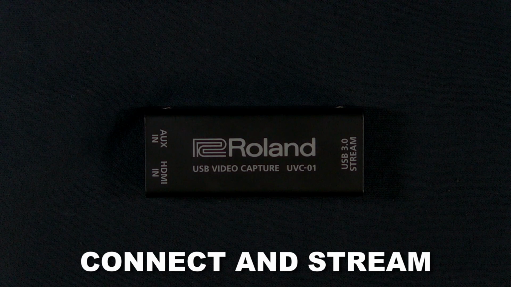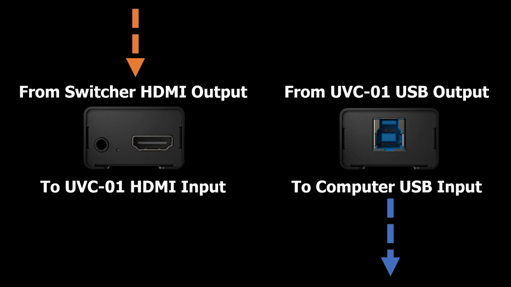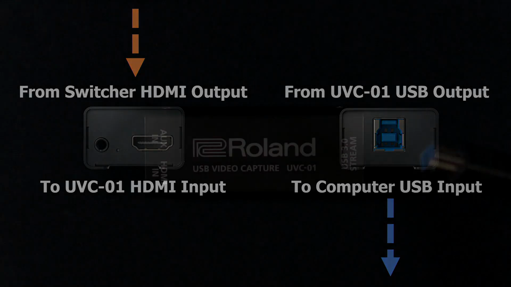The Roland UVC-01 is a USB video capture device, which simply means you can convert a camera or a video switcher to USB video for recording and/or streaming. It has an 1/8-inch audio input, as well as an HDMI input that can carry embedded audio, and then it has the USB streaming output that you connect to a computer with the supplied USB 3.0 cable.